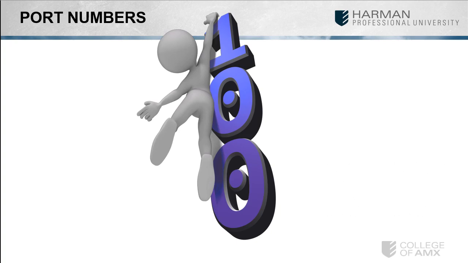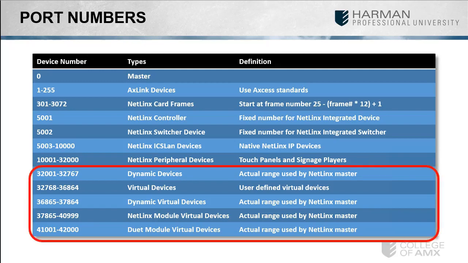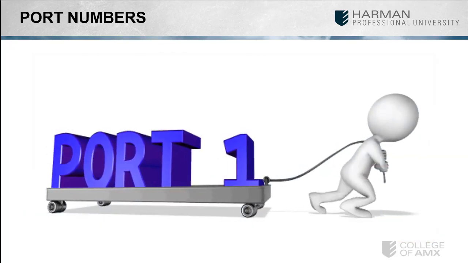Another important note about defining touch panels is that all Modero touch panels have a maximum of 100 ports. However, it's not considered best practice to use high port numbers due to the amount of system resources each port consumes. For all devices greater than 32,000, typically only port 1 is used.